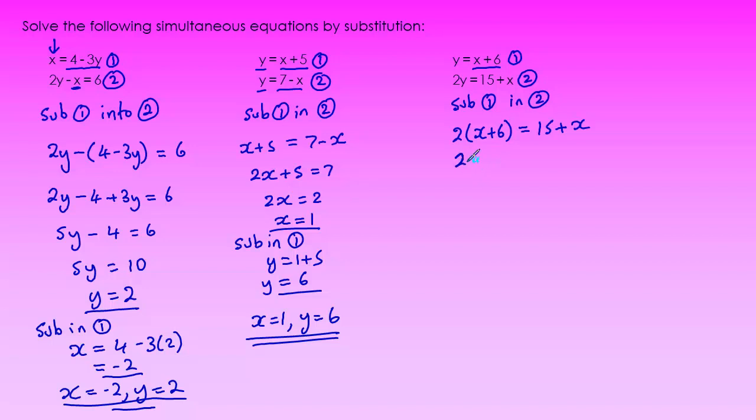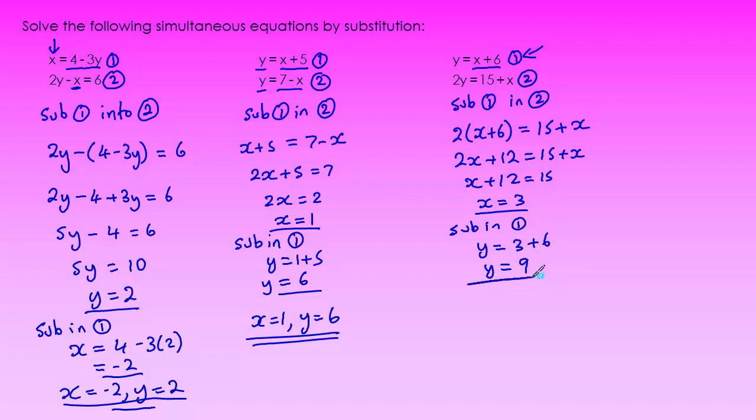Now expanding out, we get 2x add 12 is 15 plus x. Subtract x from both sides gives us x plus 12 equals 15. Subtract 12 from both sides gives me x is 3. Now the easiest place to sub that is 1. So sub in equation 1, and we get y is equal to 3 plus 6, so y is equal to 9. And therefore our solution is x is 3 and y is 9. And of course we can always verify a solution.